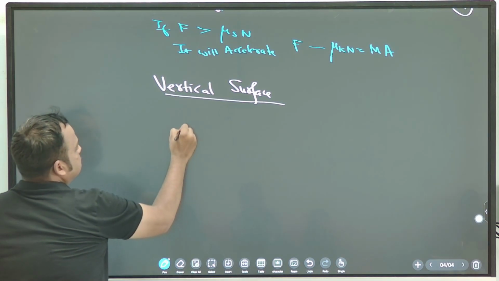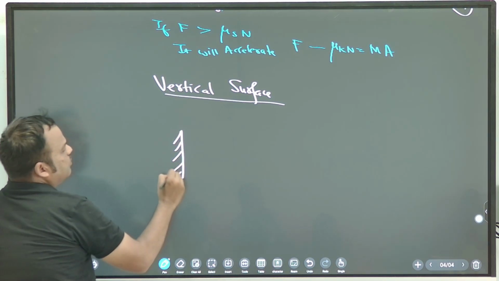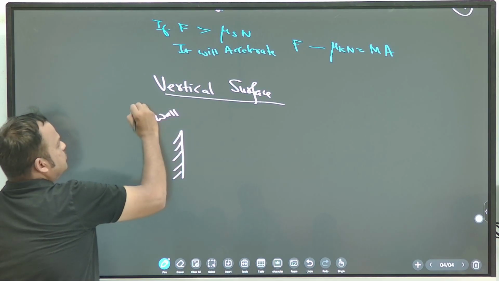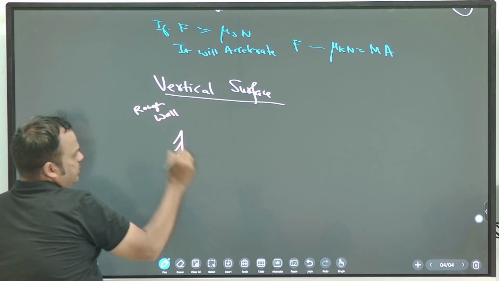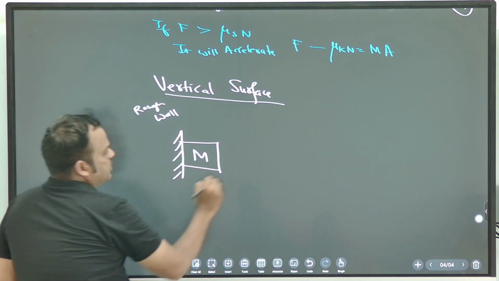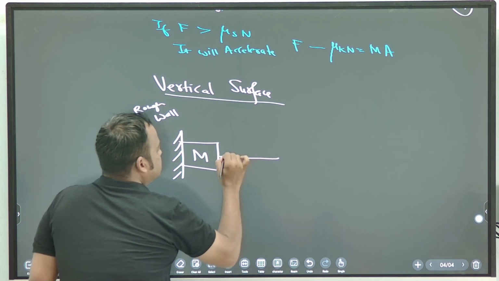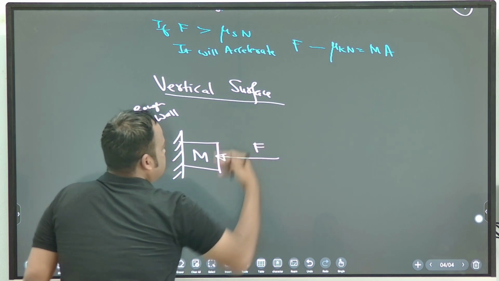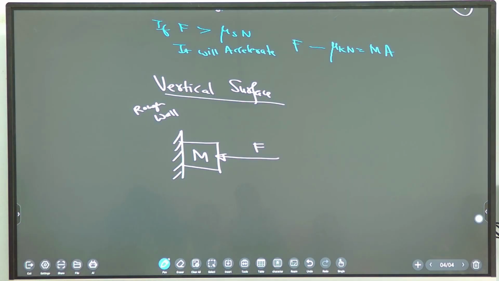So see, this is the wall, a rough wall. Now this is the block. You are holding it by exerting force like this. If I remove my force, the object will fall. Suppose I want to hold it, I have to exert force. Correct? I am exerting force like this.